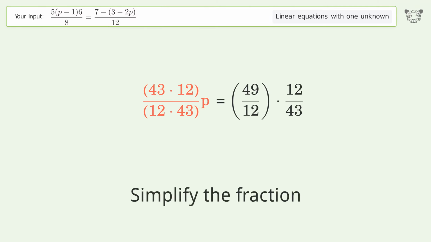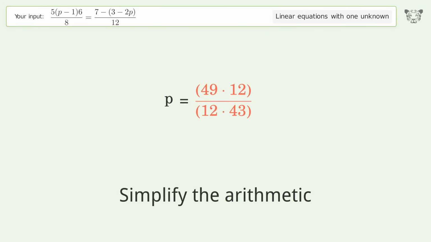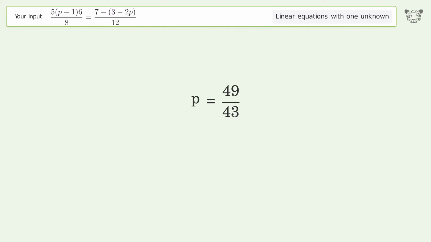Simplify the fraction. Multiply the fractions. Simplify the arithmetic. And so the final result is p equals 49/43.